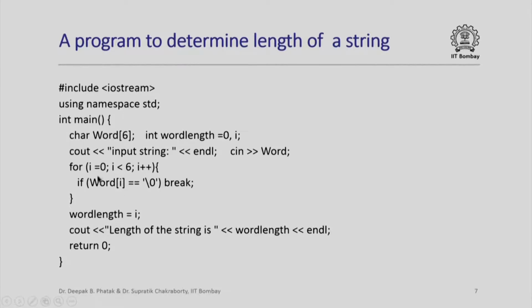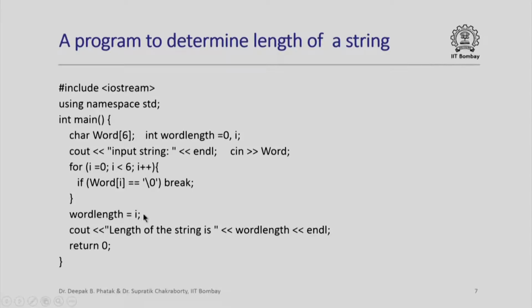We now scan the string. We are already familiar with scanning an array. We have an index i which varies from 0 to less than 6, increasing by 1 every time. This is the standard for loop construct for iterating over all elements of an array. All that we do is we examine if the ith position of the array word contains a \0. If it does, the string has ended, we break the loop, otherwise we come out of the loop here.